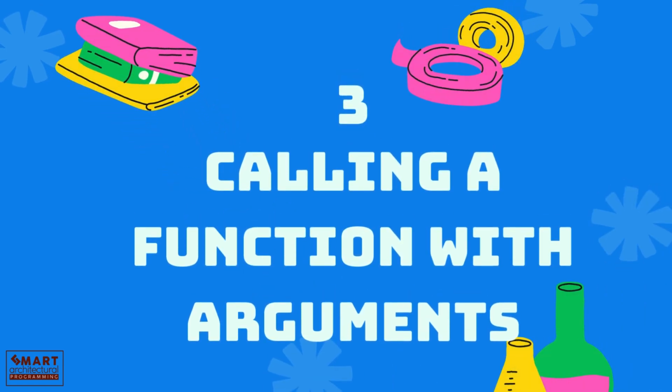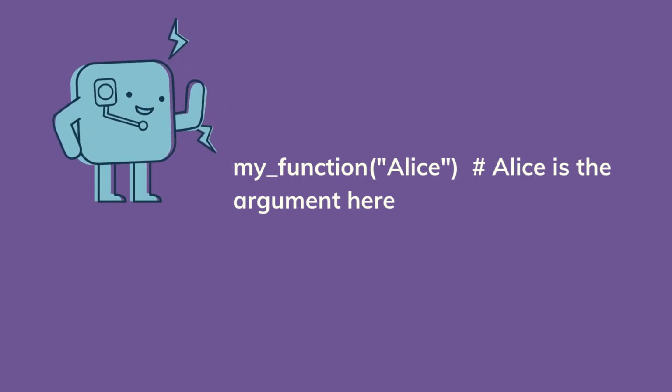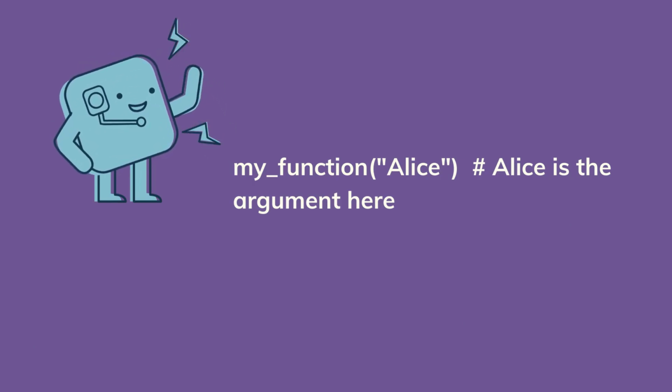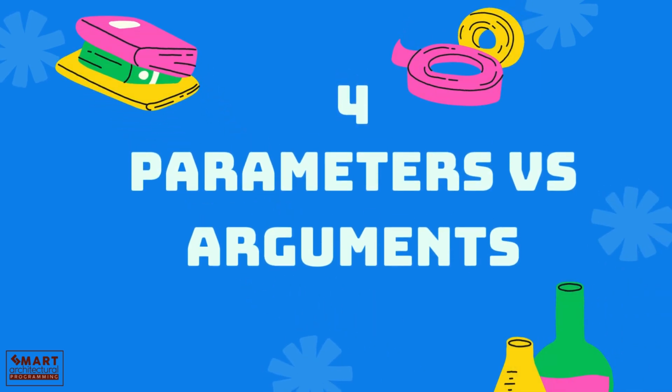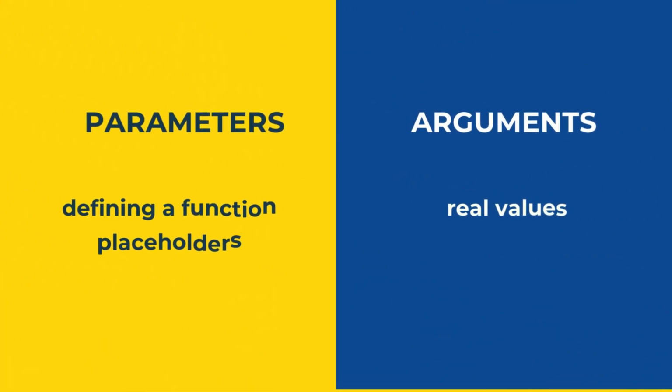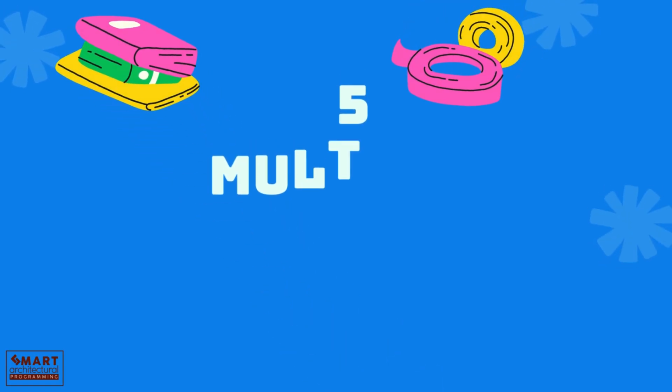An argument is the actual value you give to the function's parameter when you call it. my_function("Alice"). Alice is the argument here. Remember, parameters are used when defining a function, like placeholders, while arguments are the real values passed to the function when it is called. Functions can have multiple parameters.